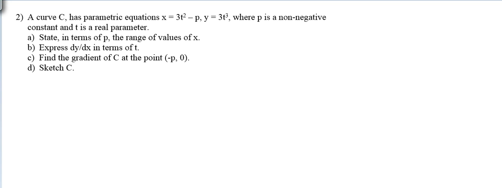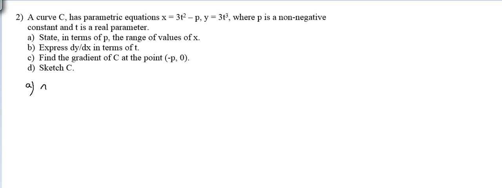A curve has parametric equations x equals 3t squared minus p, y equals 3t cubed, where p is a non-negative constant and t is a real parameter. State in terms of p the range of the values of x. Part A: in terms of p, we have to know what are the values of x.